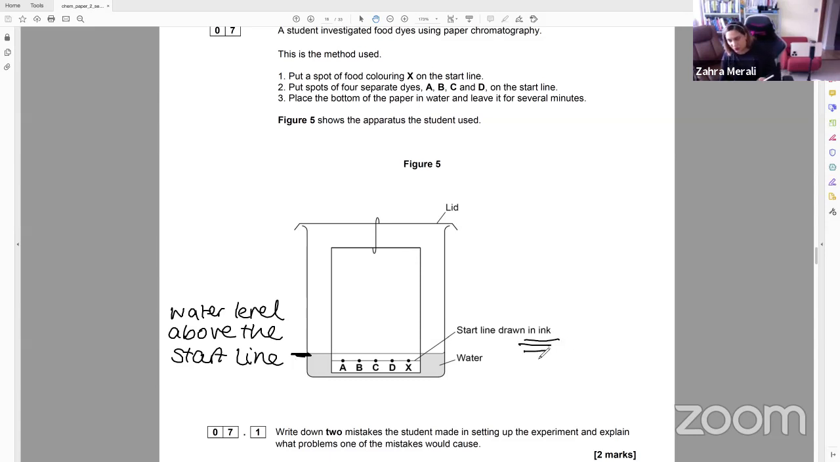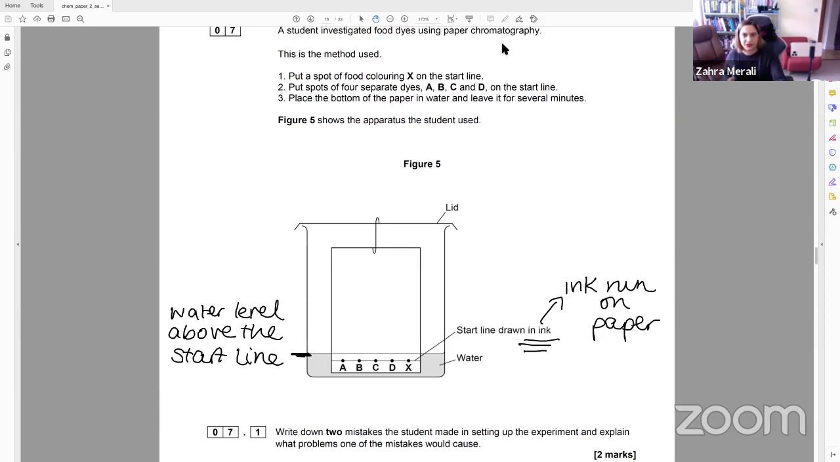Because the water level is above the start line, the food colors would dissolve into the water. And the fact it's drawn in ink, the ink would run on the paper. So when you do this experiment at school, you'll see that you don't use ink, you use a pencil line, and you don't put the whole thing into the water. So those are the two mistakes that have been made.